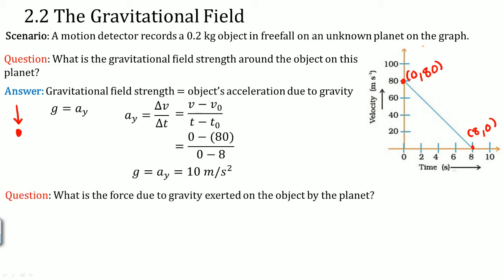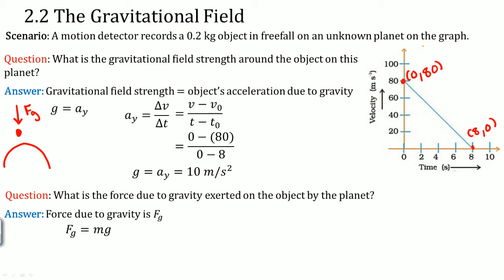The second question: what is the force due to gravity exerted on this object by this planet? So here, this object is on this planet. While it is being pulled down at 10 meters per second squared, there is a force here. The force that is acting is the force of gravity.